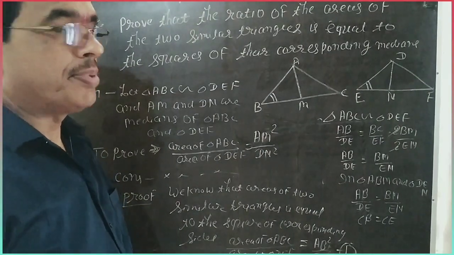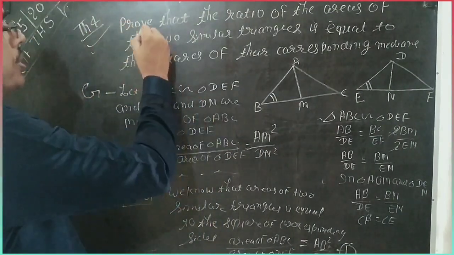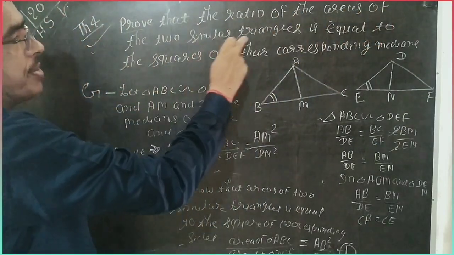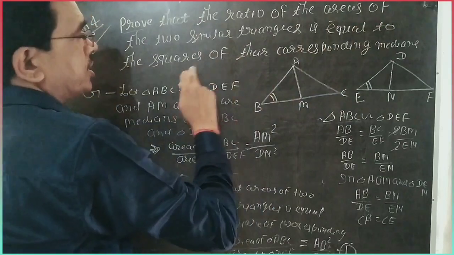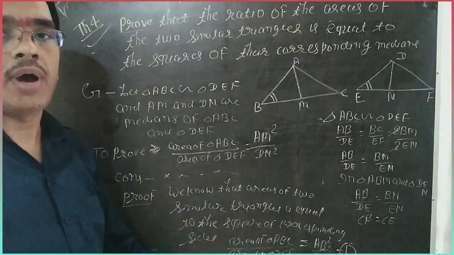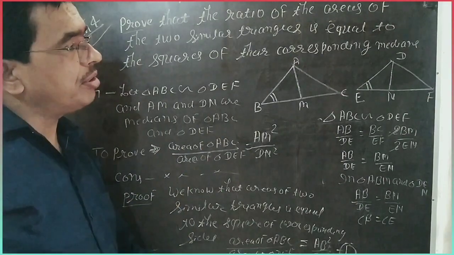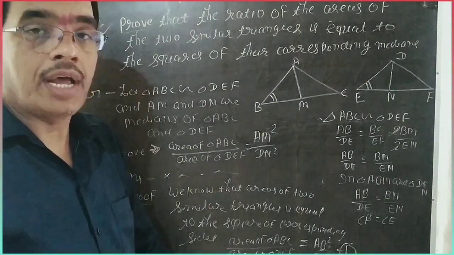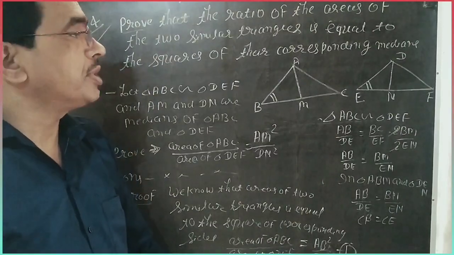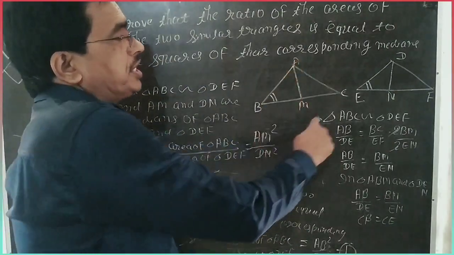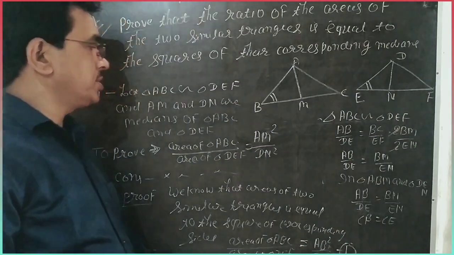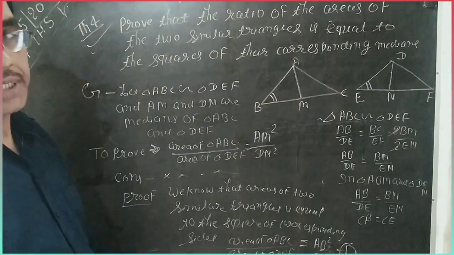Now question number 4, theorem 4. Prove that the ratio of the areas of two similar triangles is equal to the square of their corresponding medians. Before this, I solved the square of their altitudes. Now we solve the square of their medians, and then last we solve the square of their angle bisectors. So, dear students, first we write triangle ABC similar to DEF, already given, and AM and DN are the medians of triangles ABC and DEF respectively.